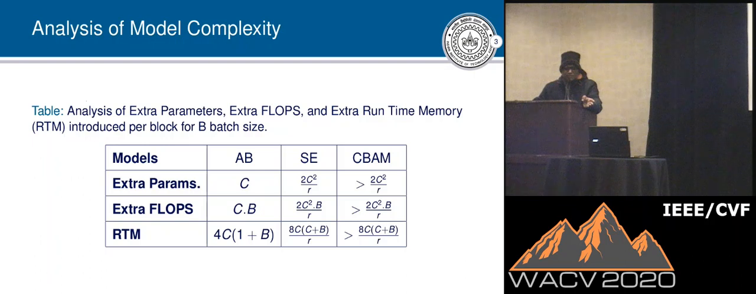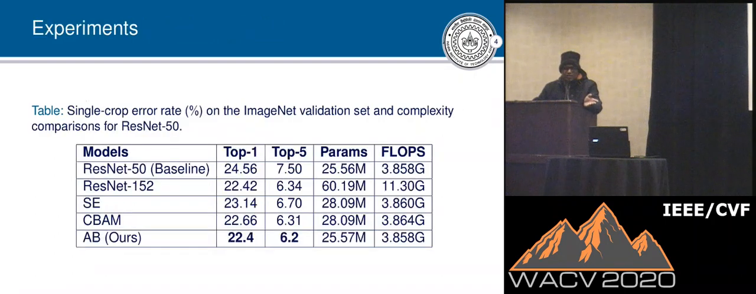AB is our work, and you can see in this table, we have introduced only C extra parameters, whereas other approaches introduce 2C squared by R, and CBAM introduces less than 2C squared by R. And these are our results on the ImageNet dataset.